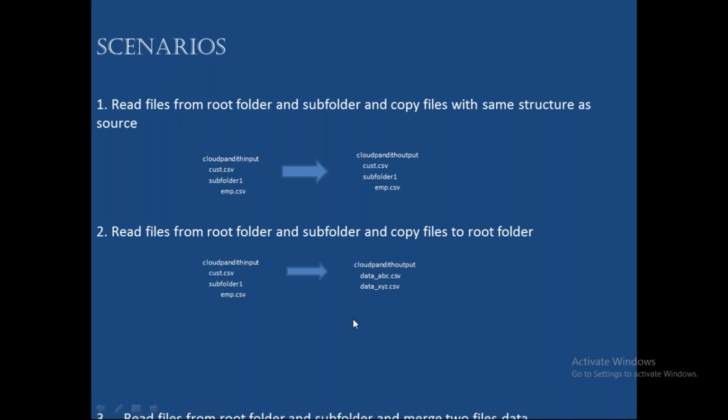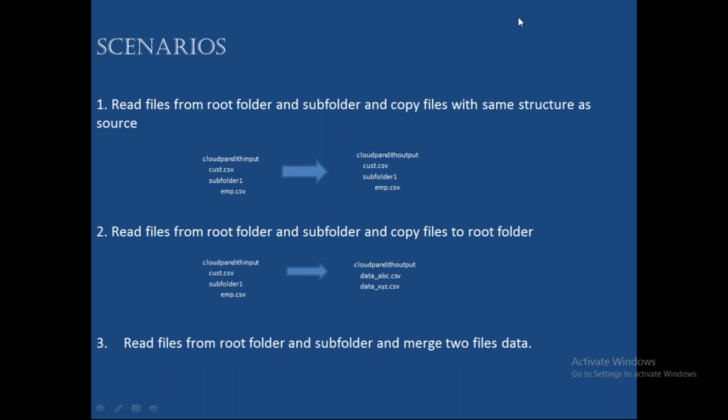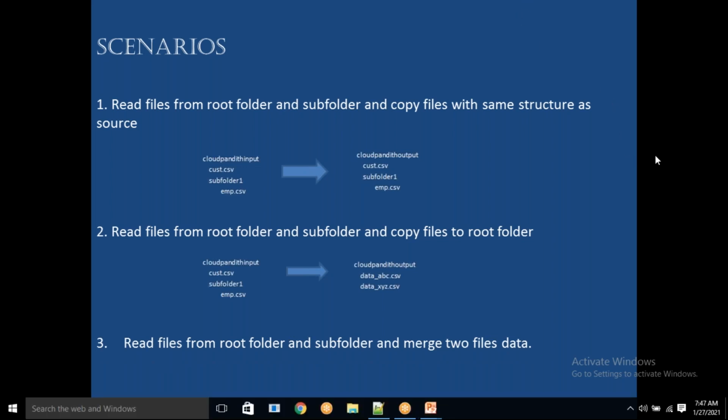Next. Here, if we are changing the name, we may get duplicates, right? Inside the data. Here, cust.csv is there in your root folder, and the subfolder also has cust.csv. When we are moving to the Cloud Pandit output, we are changing the name, but the data inside is the same, so we may get duplicates, right? Good question, but that is the first thing you need to understand.